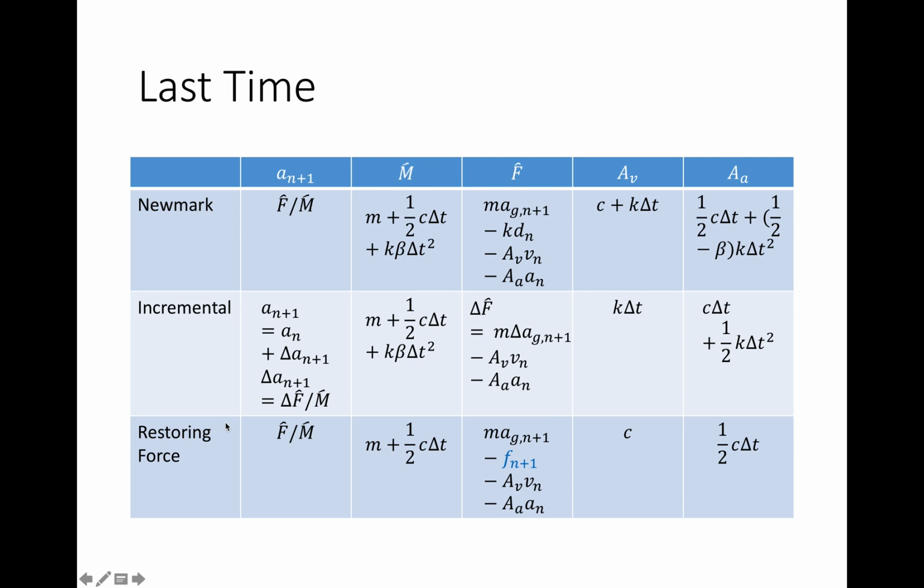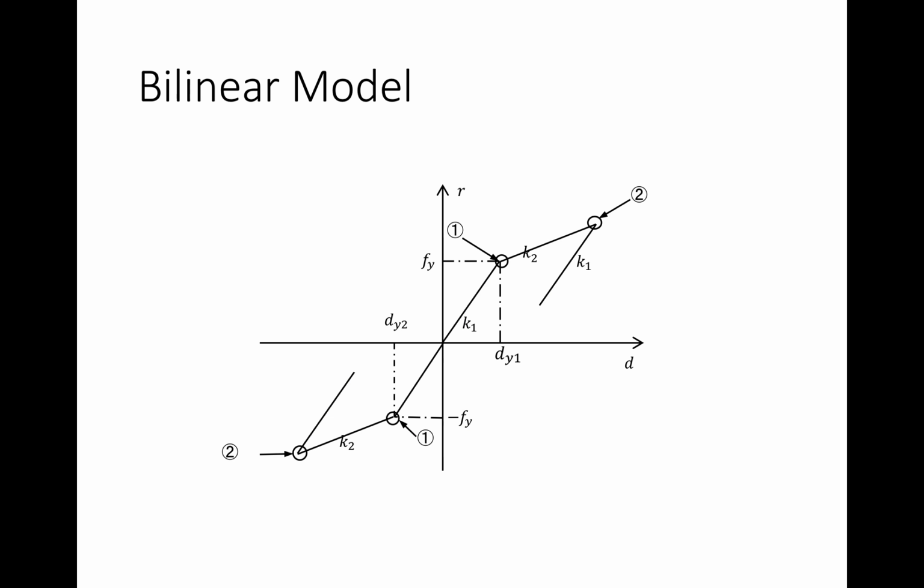Later, next time, we will also introduce a more accurate and easier to code method called the predictor and corrector method. Let's take a quick look at the bilinear model. Different from the linear case, the displacement and force relationship initially follows a fixed stiffness K1. However, if the displacement is larger than dy, or the force is larger than Fy, they will yield like this. So their stiffness will change to K2.